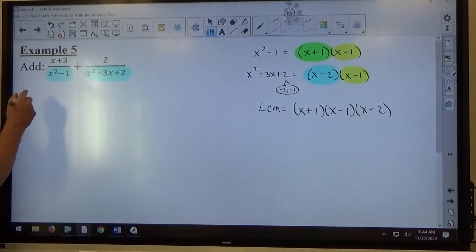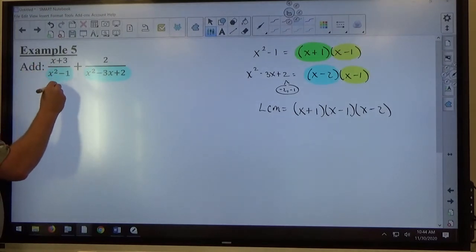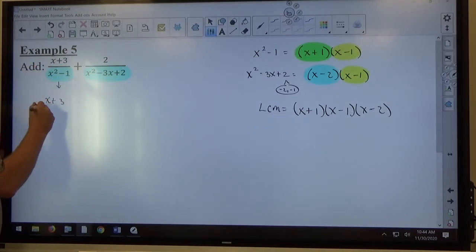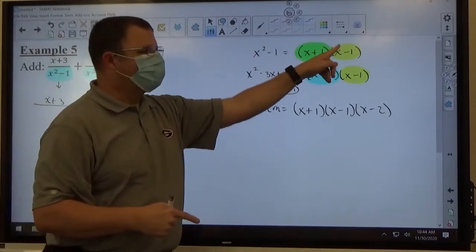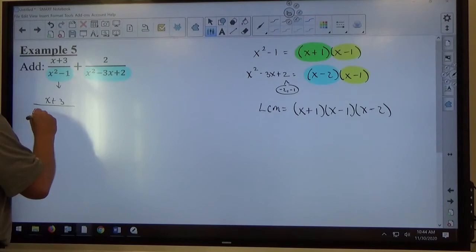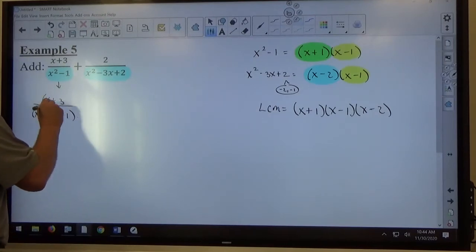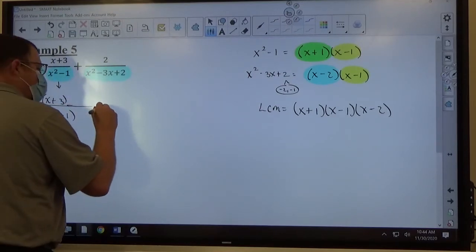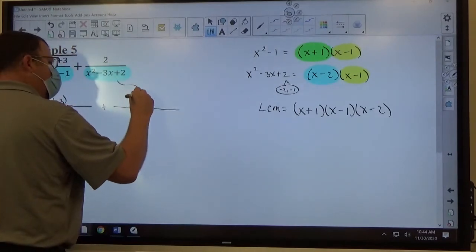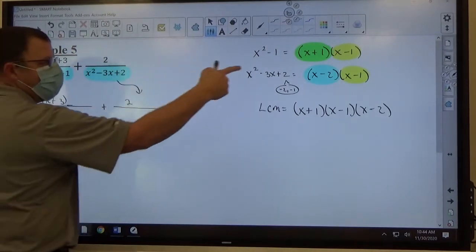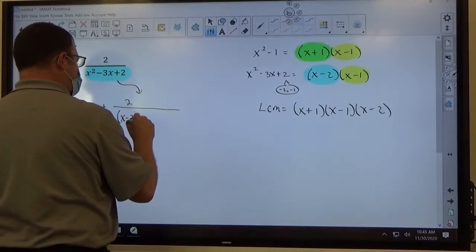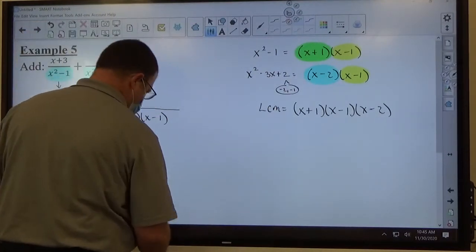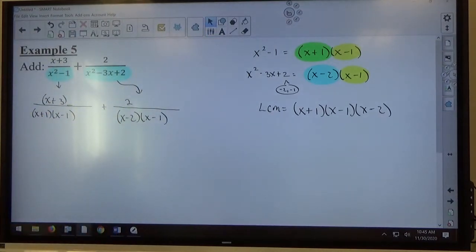So if I come over here and rewrite this problem, this first object is x + 3 on top, and x² - 1 is the (x + 1)(x - 1). I'm going to put the top in parentheses, and I'm going to extend this fraction bar a little bit, like so. Then I'm going to put plus, and then my second fraction, which is 2 on top, and on the bottom I've got the factored form, which is (x - 2)(x - 1).